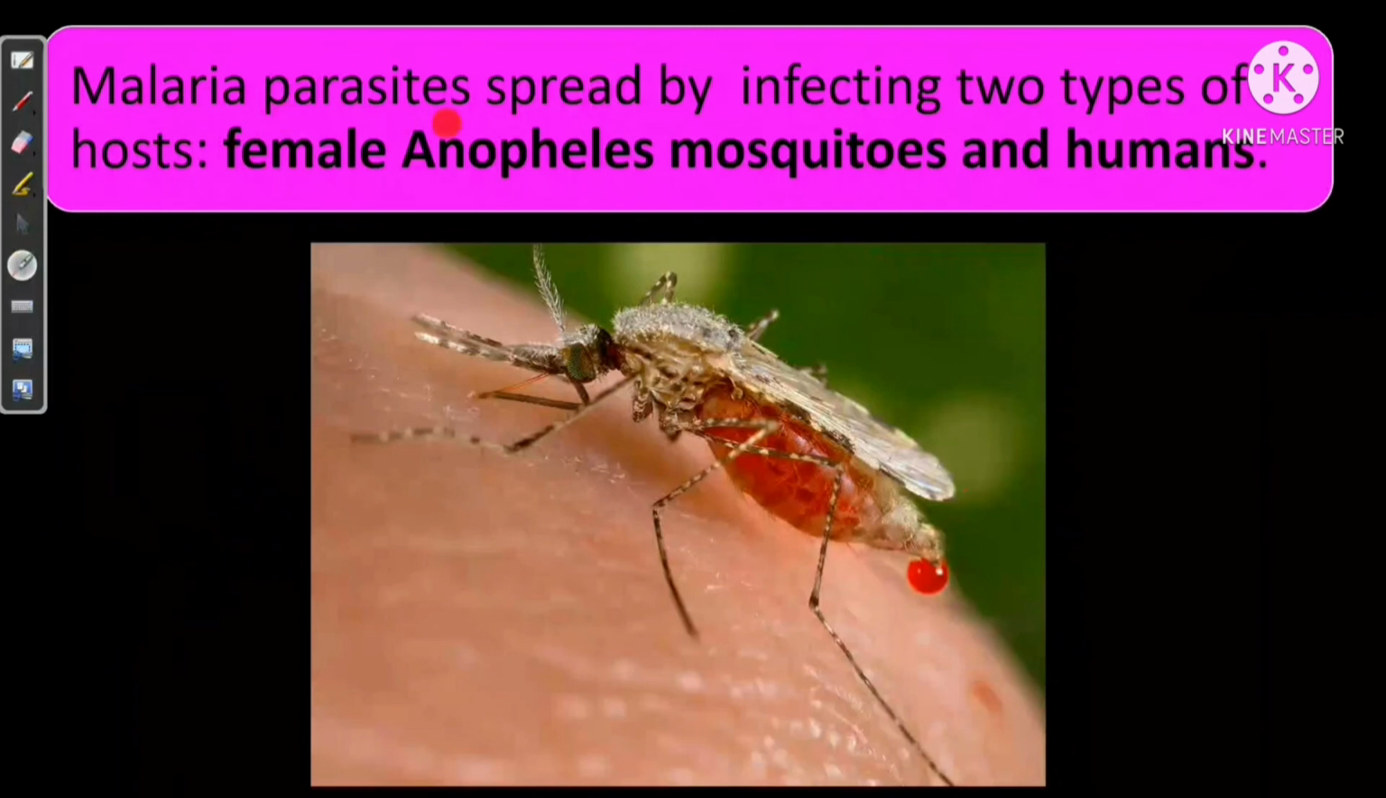Now the malarial parasite, Plasmodium, they spread by infecting two types of hosts. One is a female Anopheles mosquito and the humans whose blood it takes for the purpose of reproduction. The mosquitoes are only vectors and the parasite stays inside the body of some of the mosquitoes. Humans are host.